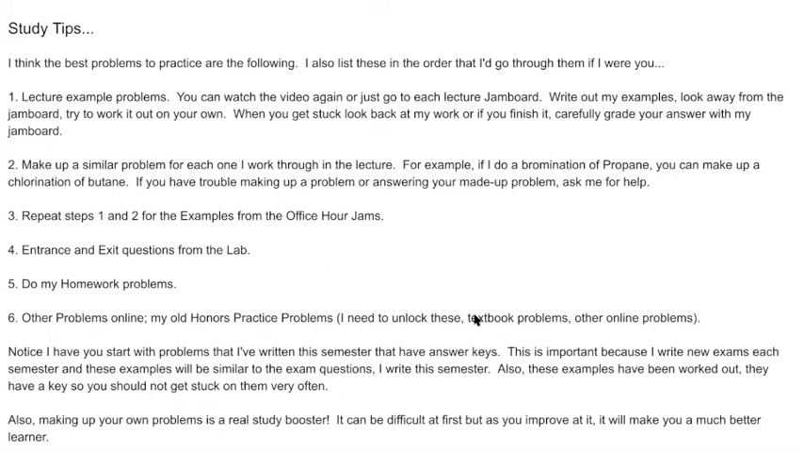It makes you really good. It puts your brain in another higher order of thinking, trying to make up your own problems. And if you can't do this, making up your own problems, ask for help. I'll help you with it. And also the more you do it, the better you get at it. And it just makes all your studying a lot easier.